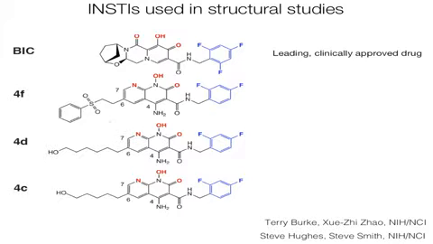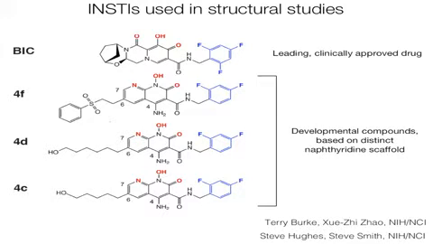And these 3 compounds are developmental compounds. These are based on a distinct naphthyridine scaffold. They've been developed by our collaborators at the NIH, Terry Burke, and in collaboration with the virology lab of Steve Hughes. So these compounds are based on a different scaffold. And some of these compounds, in particular 4D and 4C, are extremely potent, and in fact more potent than bictegravir when used against viral resistant variants.